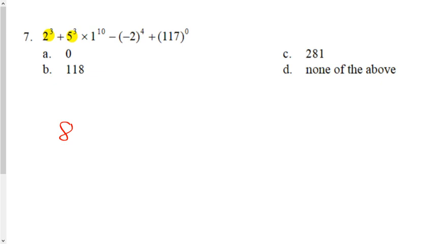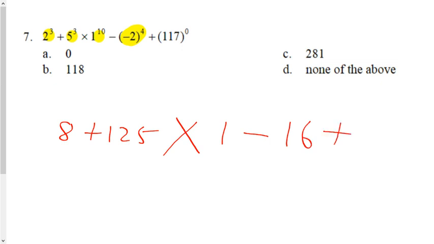5 to the 3 is 5 times 5 times 5. 5 times 5 is 25, and 25 times 5 is 125. 1 to the power of 10 is 1 times 1 times 1. Well, that doesn't matter, it's just 1. Negative 2 to the exponent of 4 is negative 2 times negative 2 times negative 2 times negative 2. 2, 4, 8, 16. It's a positive 16, so take away a positive 16. Plus our last one, any base to an exponent of 0 is 1.